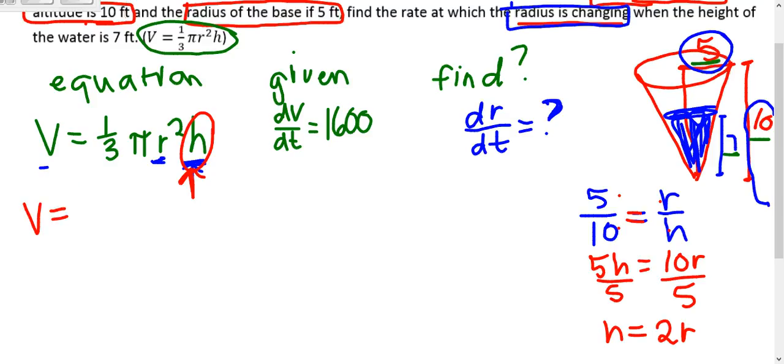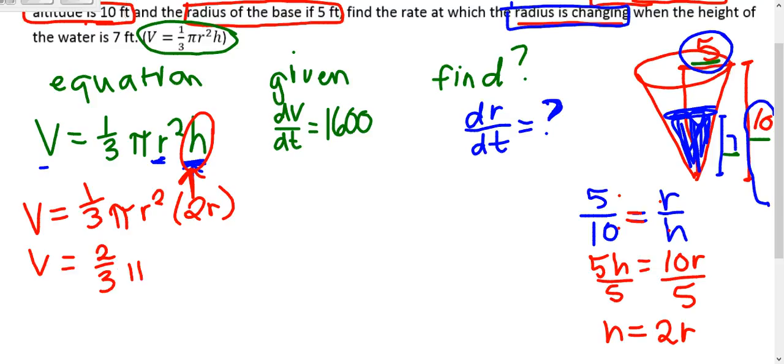So our volume can be rewritten as 1/3 pi r squared times 2r, which can be rewritten as 2/3 pi r cubed. Now that we've eliminated that variable, we can go ahead and start doing our derivative and plugging things in. The one thing you need to be careful with is that we have h, but we don't have r. So we don't know what our radius of the water is at this time.